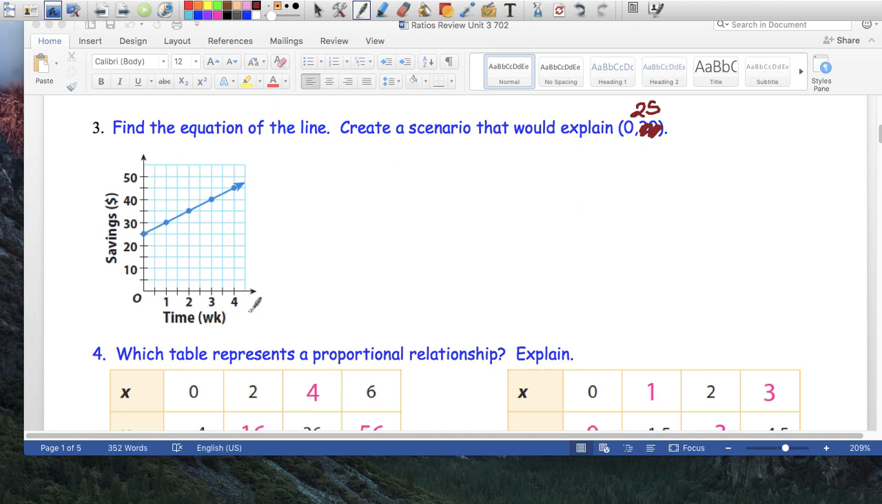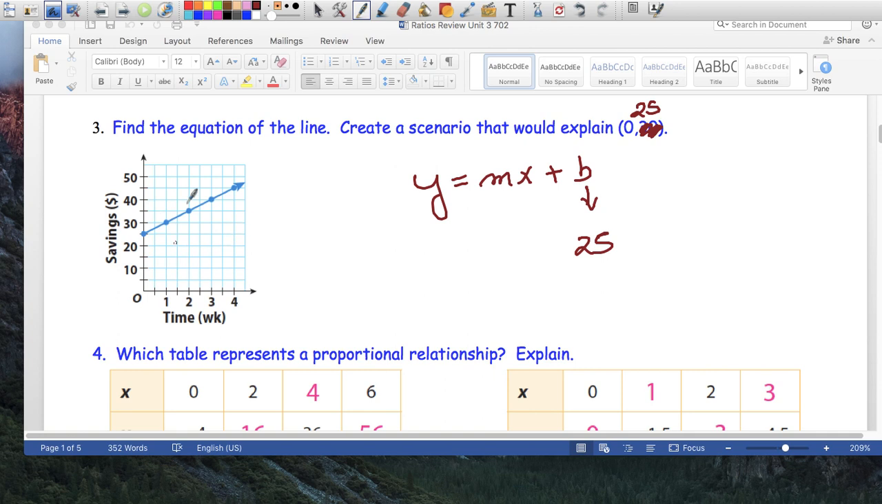Okay. Explain how it is that at 0 weeks he already has 25. Well, if this looks like a savings account, maybe his mom gave him 25 bucks to start with, and then he started depositing a certain amount every week. So that's definitely what is happening here. So if this is the equation of the line, one thing I know for sure is this b. It's already 25, so I have to figure out what the slope is, right?